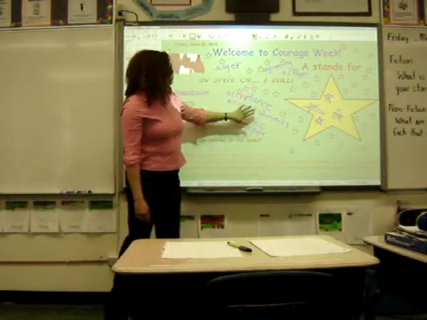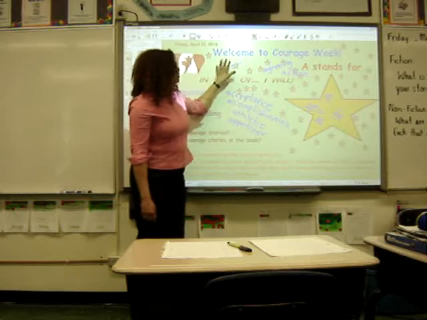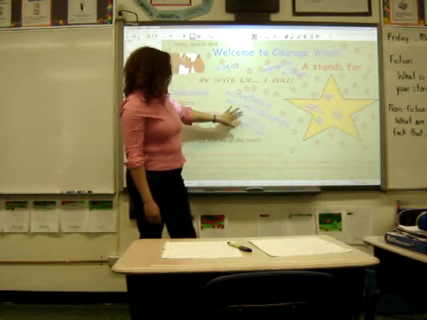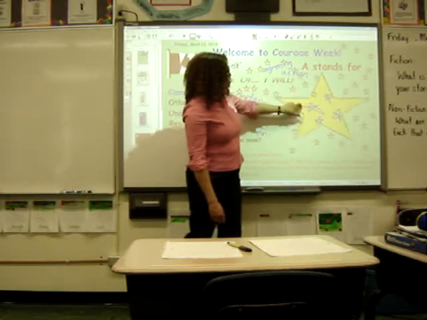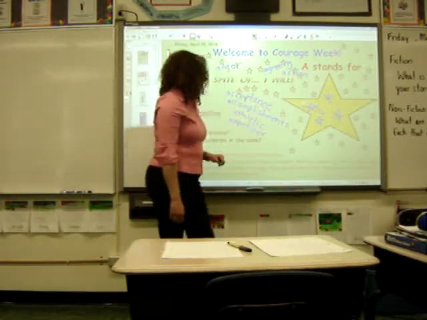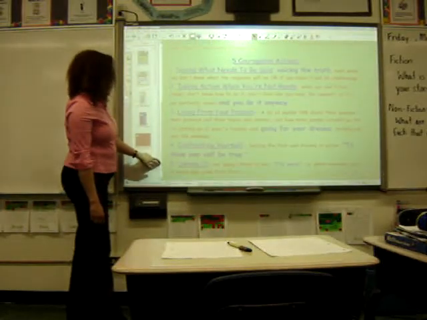Every day we would brainstorm what the next letter of courage would be. So it was an A. So A stands for, and we had written things on here. And then when we moved the star, we found out it stands for, the word of the day was action. And then the kids had different things they were learning all about courage.